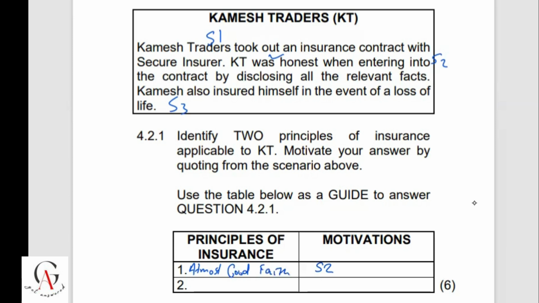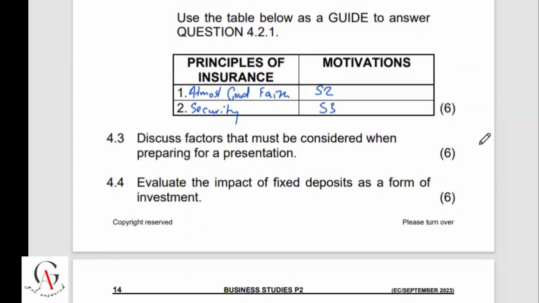Right. So now it actually says camels, which is sentence number 3, and it addresses the issue of security, where it says Kamesh also insured himself in the event of a loss of life. Okay, right. So now let's move on to the next question, which is 4.3.